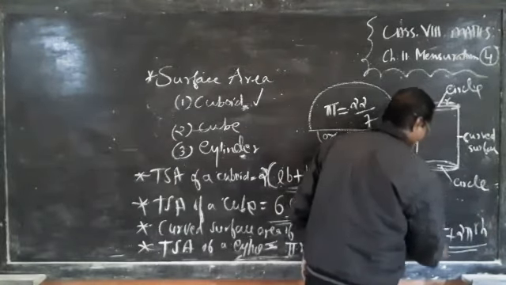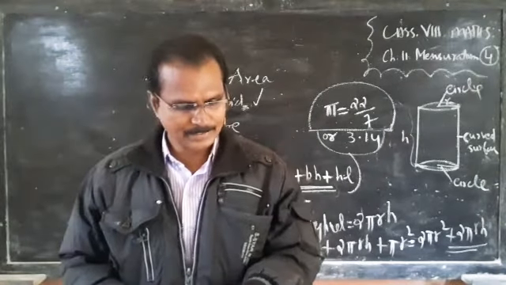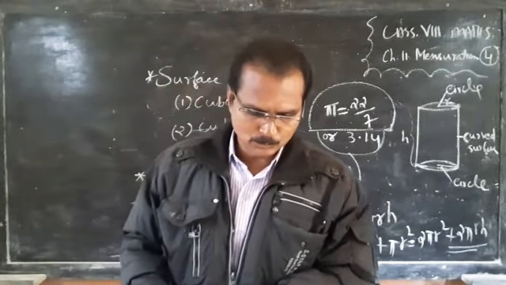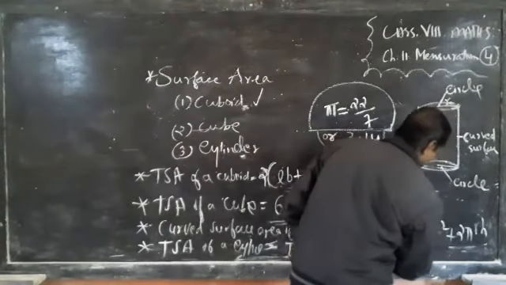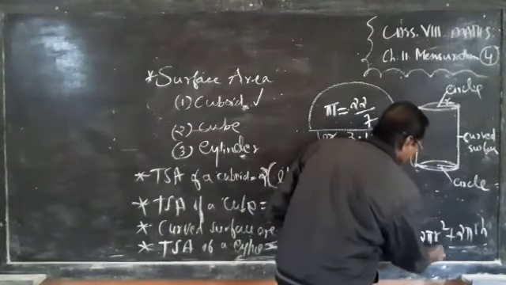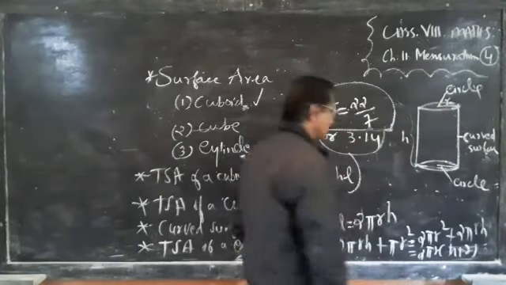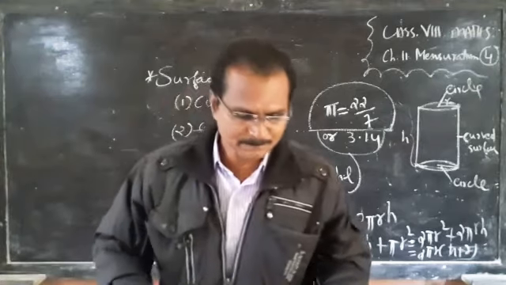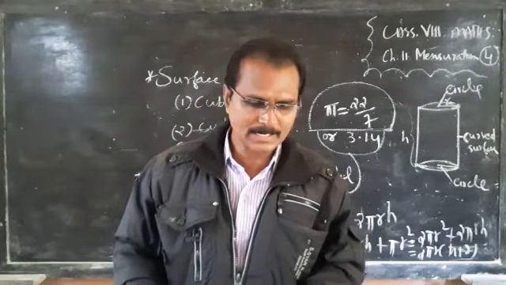So this is the total surface area of a cylinder: 2 pi r square plus 2 pi r h. And here we can take 2 pi r common: 2 pi r into (h plus r). That is called the total surface area of a cylinder. So that's on page number 184.